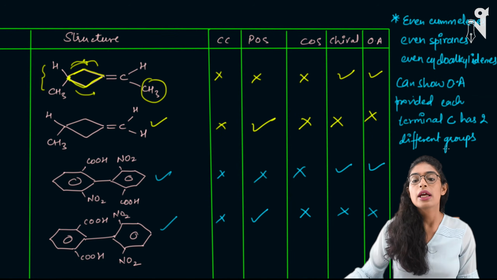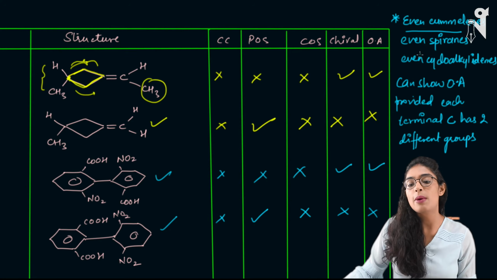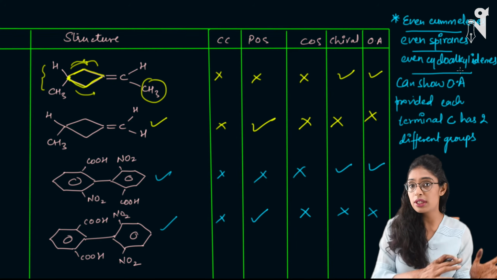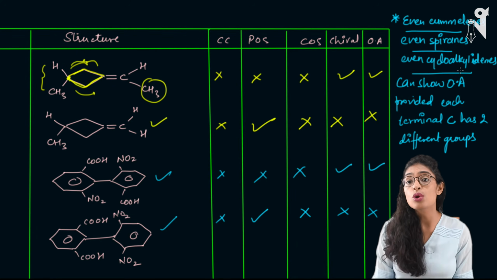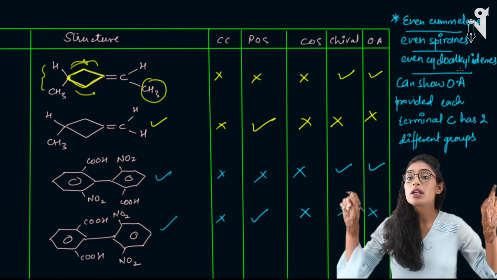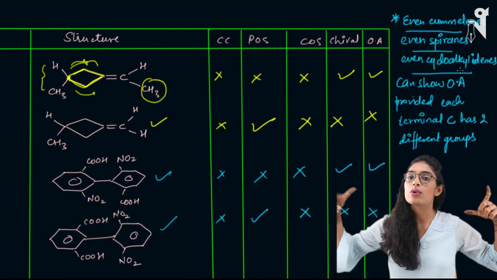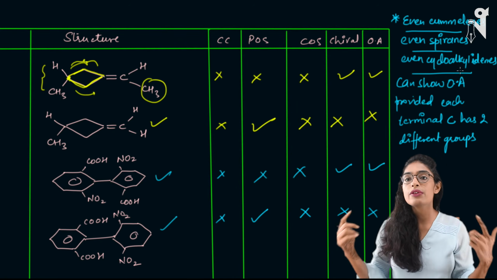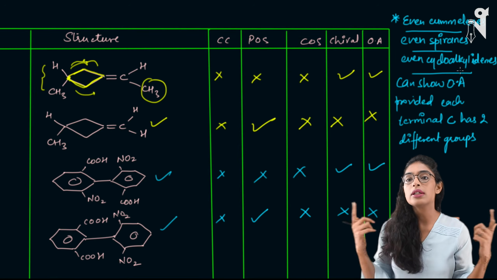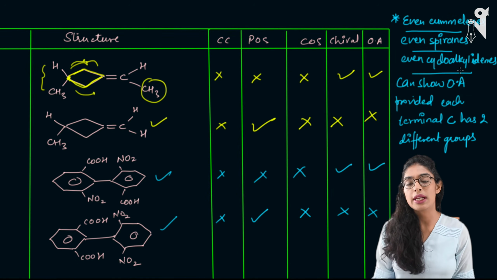The key point is that even cumulenes, even spirans and even cycloalkylidenes, the examples we have taken before, can show optical activity. Odd ones will not show. Even ones can show when the terminal carbons have two different groups attached to them. So let's say hydrogen and CH3 on each end, and like that. If two different groups are attached on the terminal carbons, then only they will show optical activity.